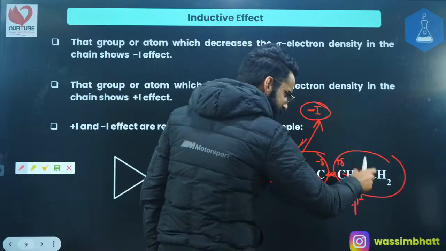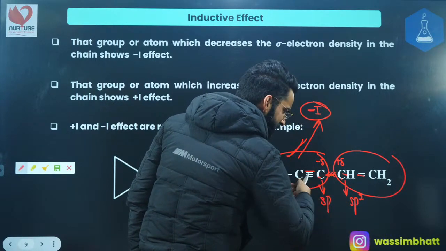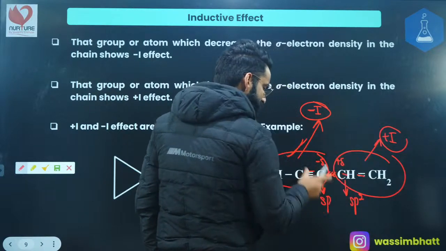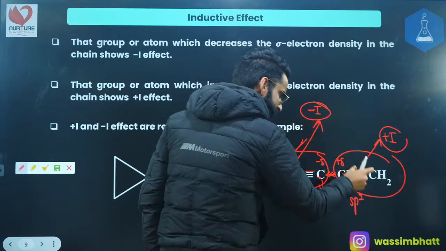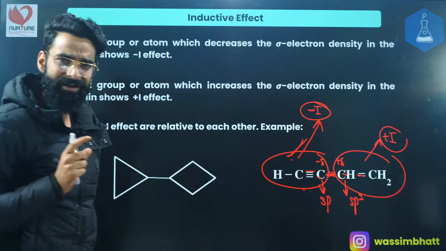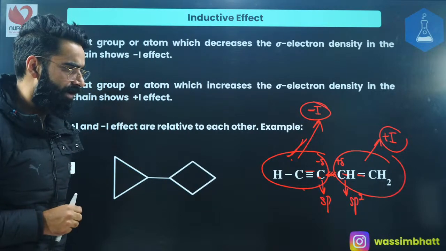What about this group? Can I say this group is pushing the sigma electron density over here? So can I say this group is showing plus I effect? So I must say this group is showing minus I with respect to this group, and this group is showing plus I with respect to this group. So I can clearly say plus I and minus I are relative to each other.